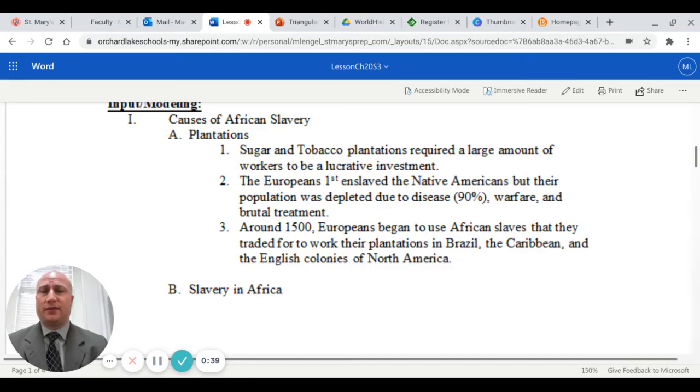The Europeans first enslaved native peoples, but their population at the time was depleted due to disease, which killed about 90% of natives all over the Americas, warfare, fighting between European colonizers and native tribes, and also brutal treatment. I mean, they were treated very poorly, and many of them died or committed suicide due to that. Around 1500, Europeans began to use African slaves that they traded for to work in their plantations in places like Brazil, the Caribbean, and then eventually in the English colonies of North America.